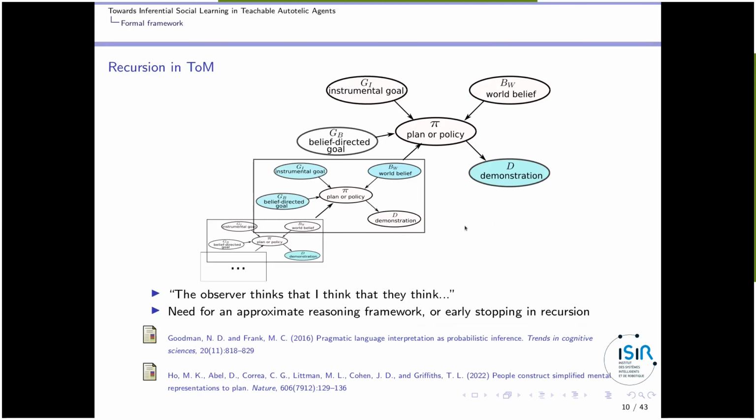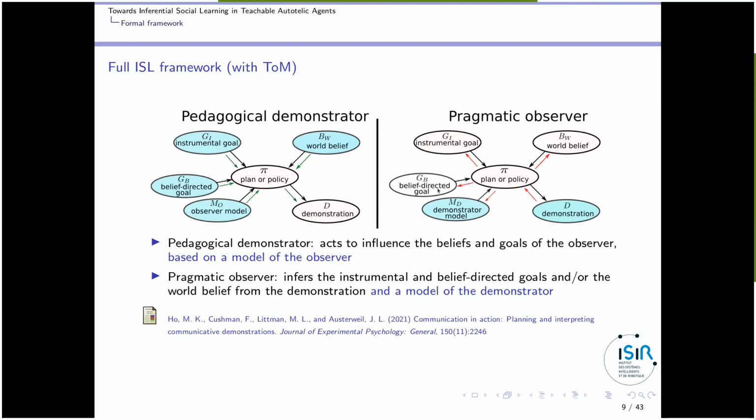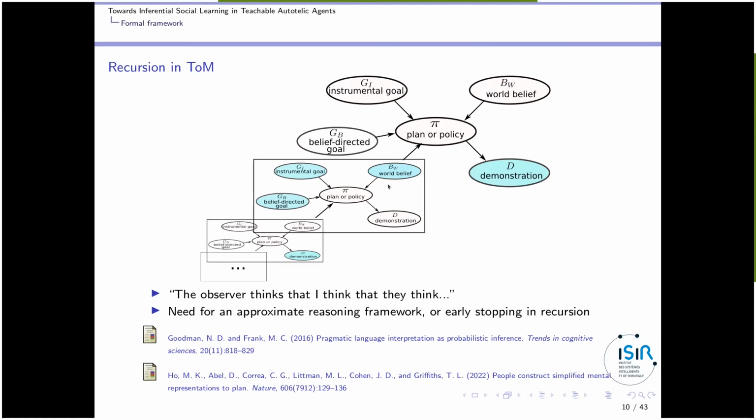What is nice with this model is that we can use it recursively. You see here the observer has a model of the demonstrator, and as the model of the demonstrator, I'm plugging in the model of the demonstrator itself. But in the model of the demonstrator there is a model of the observer, and in the model of the observer there is a model of the demonstrator, etc. So using these graphical models, you can account for the fact that the observer thinks that the demonstrator thinks that the observer thinks that the demonstrator thinks, etc., ad infinitum.